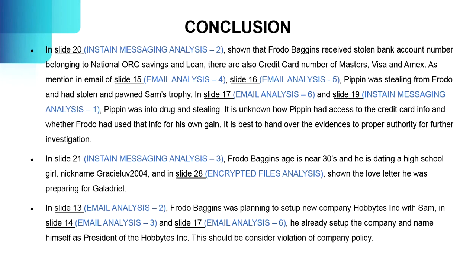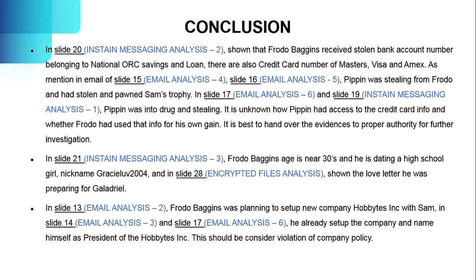Conclusion. In slide 20, the instant messaging analysis tool shows that Frodo Baggins received stolen bank account numbers belonging to National ORC Savings and Loans. There are also credit card numbers of Master, Visa, and Amex. As mentioned in the email of slide 15, email analysis 4, and slide 16, email analysis 5, Pippin was stealing from Frodo and had stolen and pawned Sam's trophy.